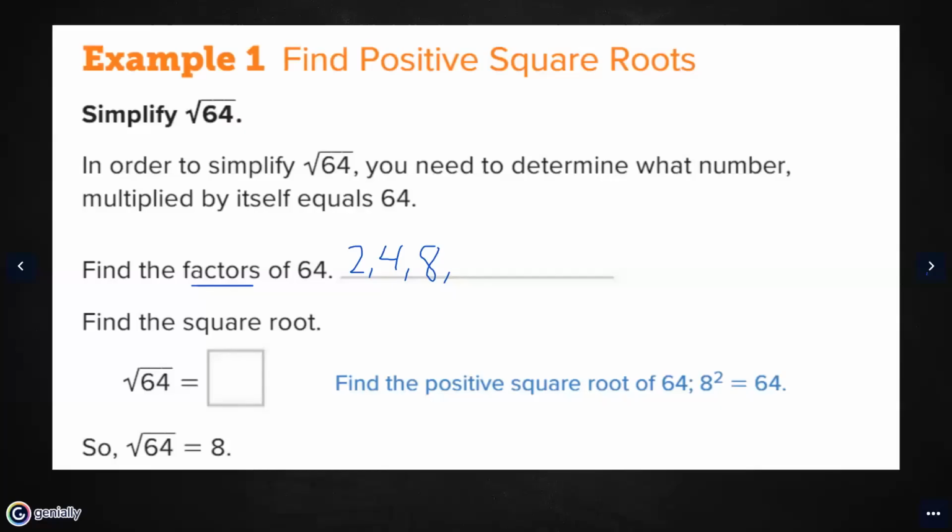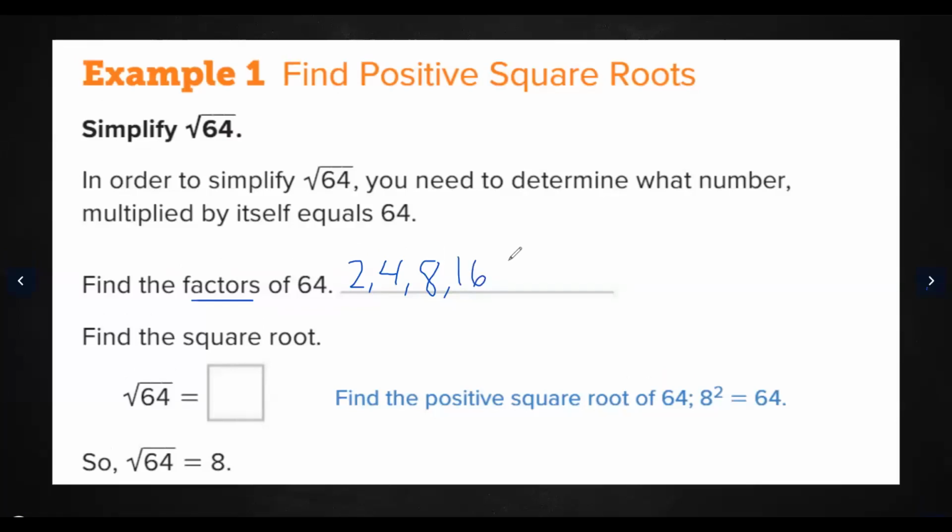Another one would be 16. Let me check it right here. 64 divided by 16. Yes, it's a 4. And also 32 is a factor. And last, 64. So one of these numbers multiplied by itself can give us 64. We know that 8, when we multiply it by itself, is 64. So the square root of 64 is 8.